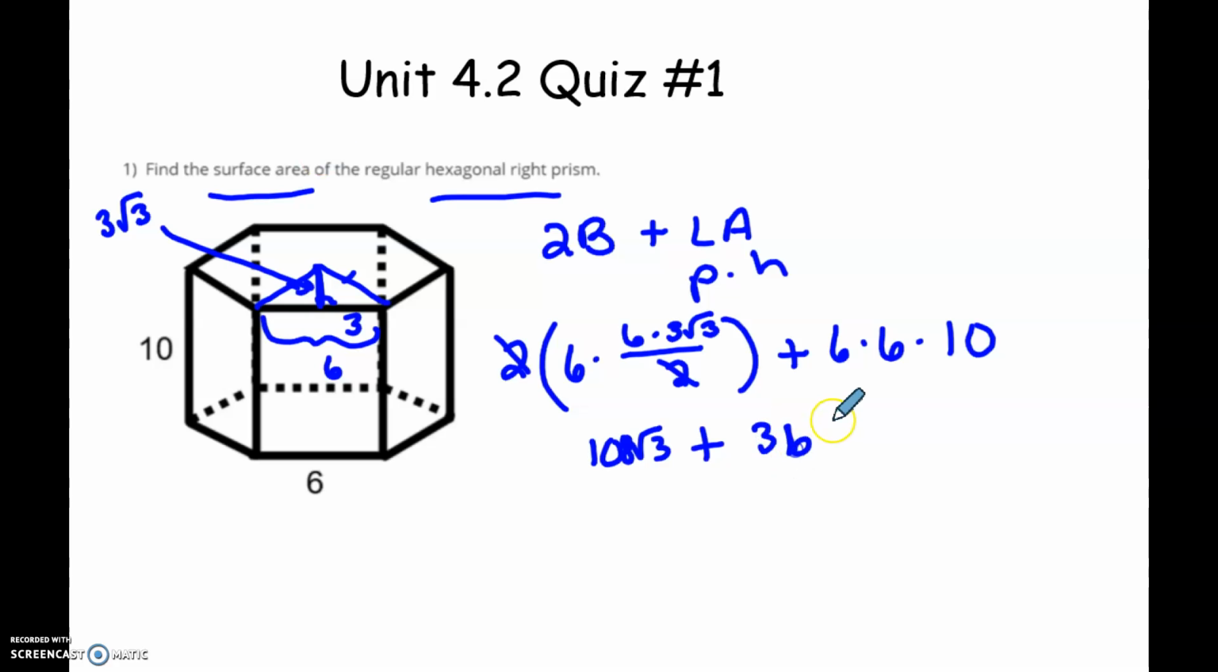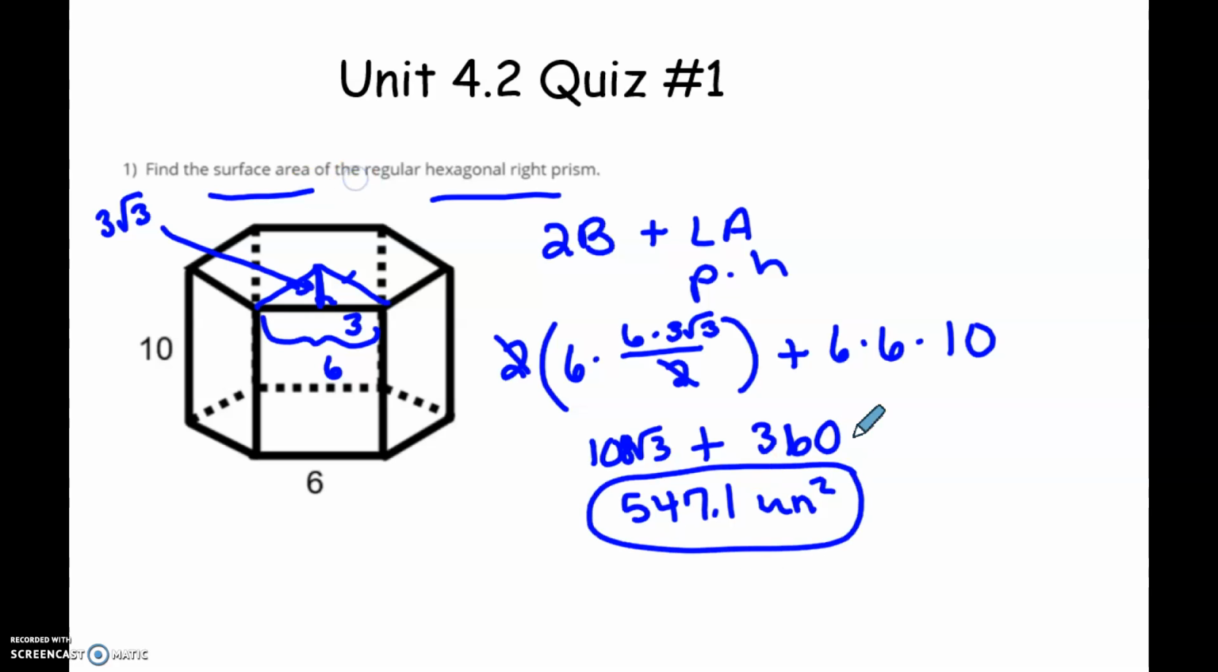If you just take your calculator, multiply 108 radical 3, and add 360, you end up at 547.1 square units. So the biggest problem there was finding the area of that hexagon.